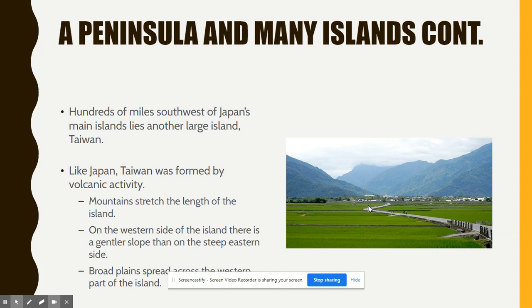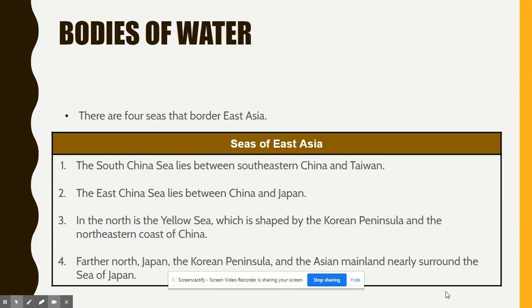There's also a lot of plains areas. You can see kind of the flat areas that would be used for farming. Japan and Taiwan were formed by volcanic activity, and there's just a lot of mountains that surround the area as well. There are major seas in the area. The South China Sea, the East China Sea, the Yellow Sea, and the Sea of Japan are the major seas in East Asia.